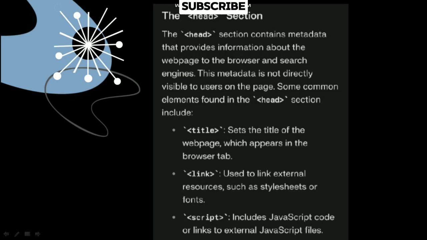Then we have the link tag, which is used to link external resources such as style sheets, or anything you want to link in your website. You use the link tag to link that. Then we have the script tag, which is used to link JavaScript files, which we are going to do later on. So let's just make an example.